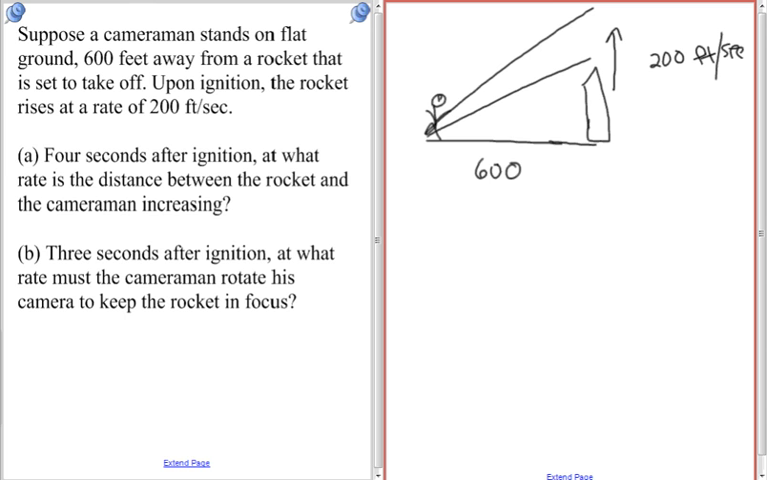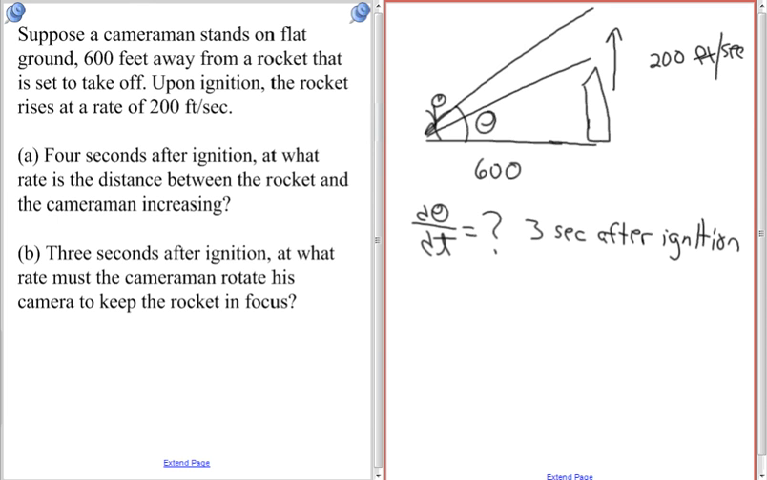But again, instead of focusing on the 3 sides, we're keeping in mind how the cameraman changes his angle. So this time, instead of focusing on the hypotenuse, the D, we're actually looking at the angle that he makes. And again, we're not asking what the angle is. We're looking at what rate he must rotate his camera, at what rate he changes his angle. So this time, we're looking for d theta dt 3 seconds after ignition.